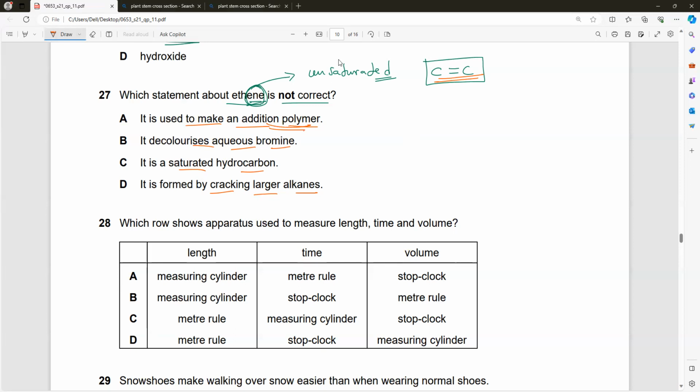Not only ethene, all unsaturated compounds will decolorize bromine solution. Am I right or wrong? To identify saturated or unsaturated, we test with bromine. It is a saturated hydrocarbon? No. It is formed by cracking larger alkanes. Yes. So it is option C. Okay, so please make a note of it.